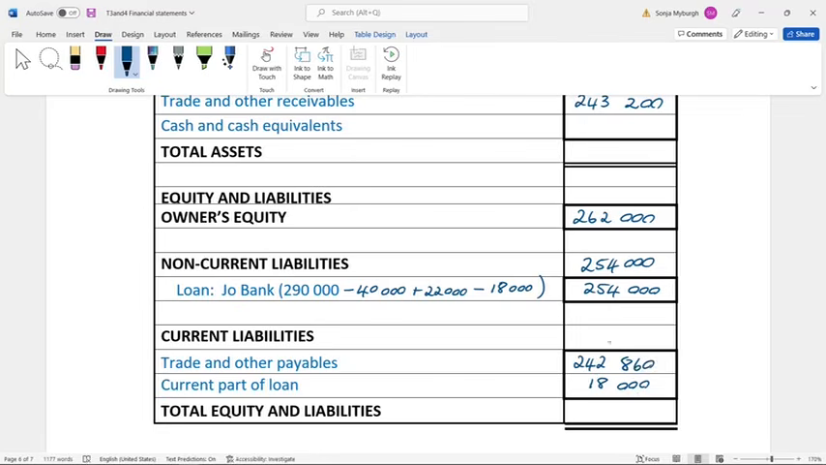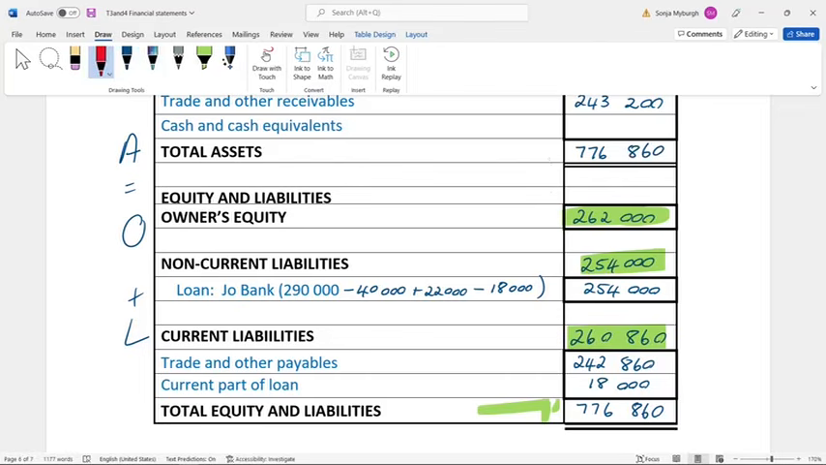If we add these two, it will give us the current liabilities. And we know owner's equity plus the non-current liability plus the current liability will give me the total equity and liability, 776,860. But because we know that assets must be equal to owner's equity plus liabilities, we know that the total assets will also be 776,860. That will obviously earn you a method mark.